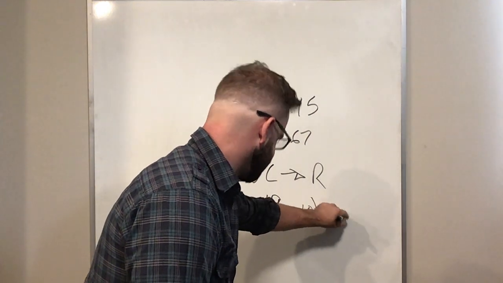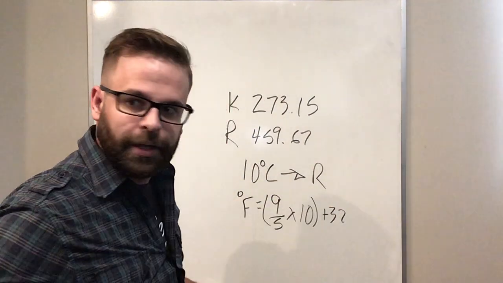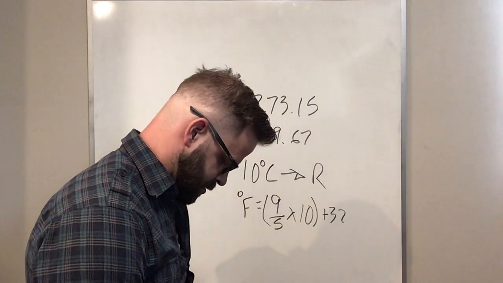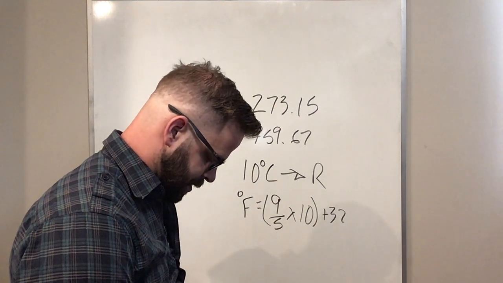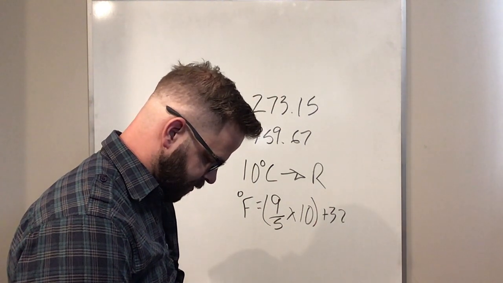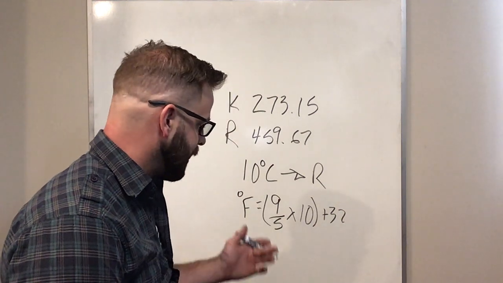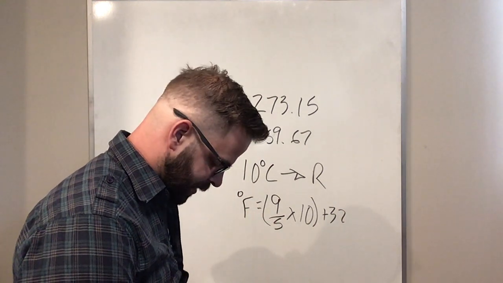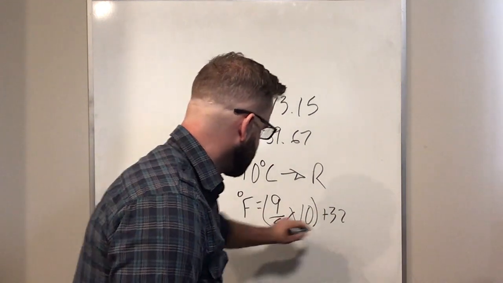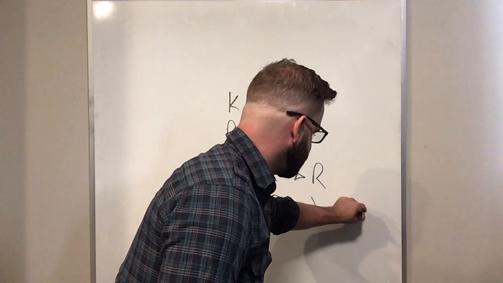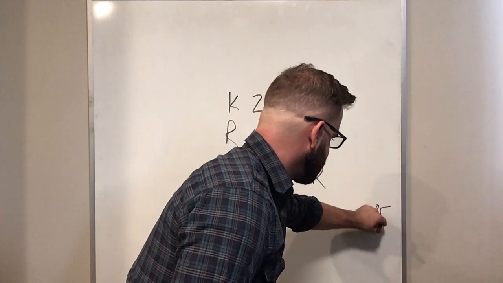and calculator, we get 10 times 9/5 gives you a value of 18, plus 32 gives you a value of 50. So that gives you a value of 50 degrees Fahrenheit.